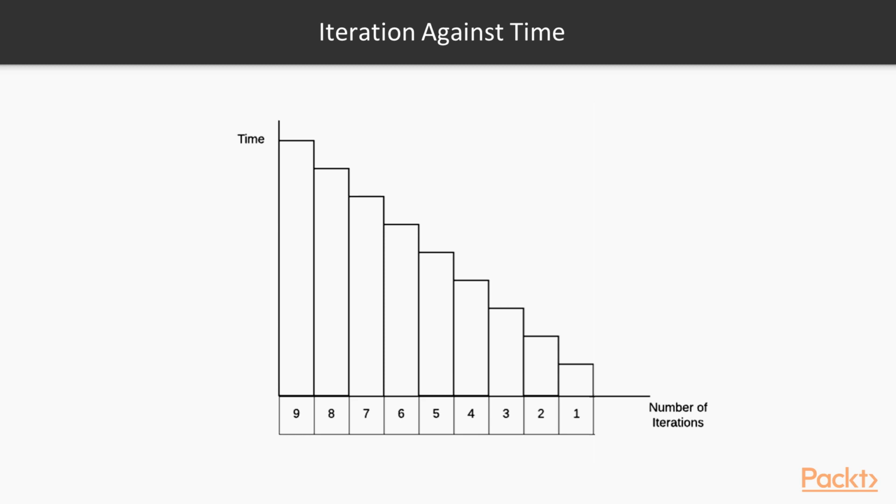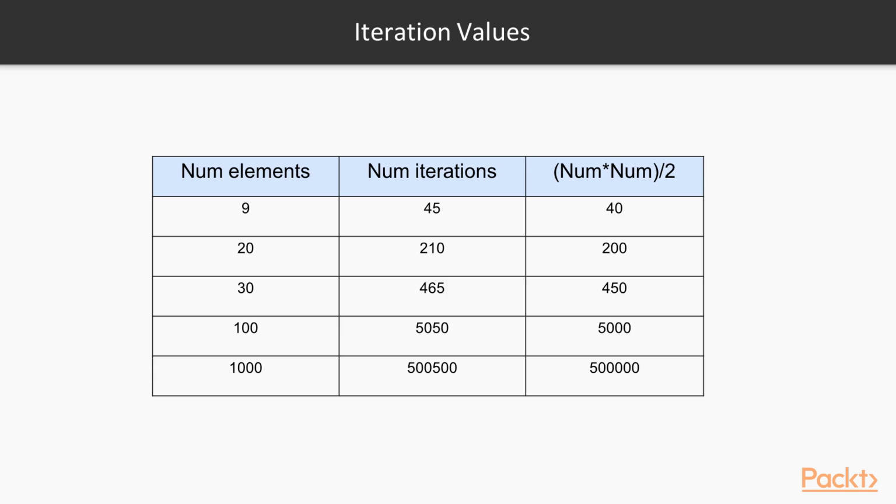For a list with 20 elements, the number of iterations is 210. Here's a table showing some more example values. The number of iterations is proportional to n squared divided by 2. It gives us an idea of how the algorithm runtime grows for a given number of elements. The moment we go from 100 to 1000 elements, the algorithm needs to do 100 times more work.